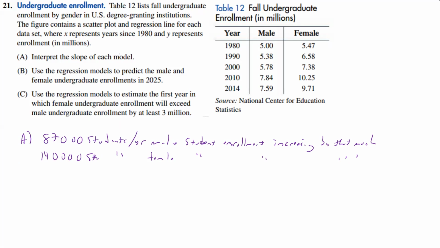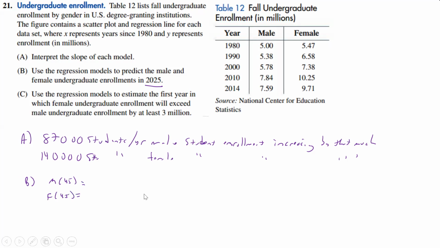Now B says we're supposed to use the model to figure out when 2025 is. All right, so 2025 is how many years past 1980? Well, 1980 to 2000 is 20 plus another 25, so that's going to be 45. So we want to know the males at 45 and the females at 45.